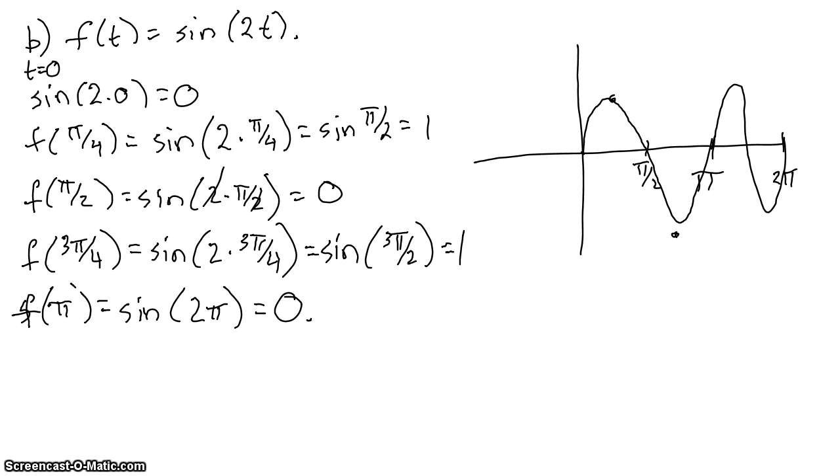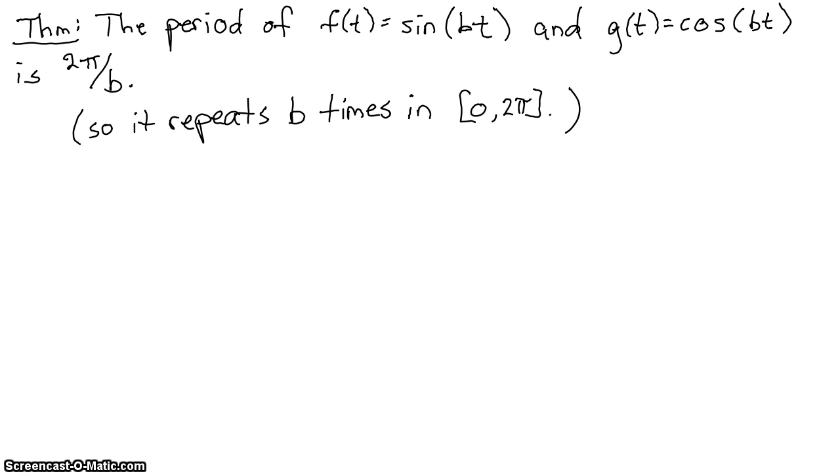So you can kind of see what's going on here. If we look at sine of bt, then the period is going to be 2 pi divided by b, because it repeats itself that many times in the interval from 0 to 2 pi. Okay, so here we're changing the period. What we're really doing is compressing it or stretching it in the x direction. So multiplying on the outside, like a sine of t, that would stretch it in the vertical direction. Multiplying on the inside stretches or compresses in the horizontal direction. Okay, and that's going to change the period.